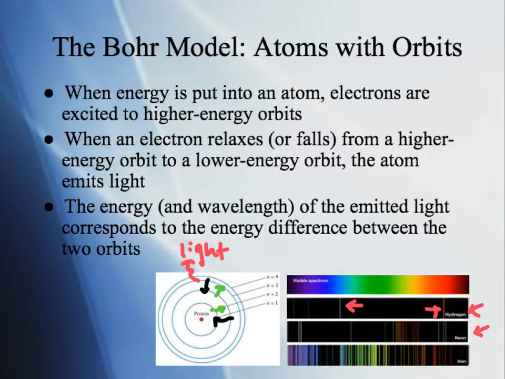So that is basically how he came up with his Bohr model of the atom, in which electrons have fixed orbits around the nucleus, at fixed distances from the nucleus, with fixed levels of energy. And when energy is put into an atom, those electrons are going to be jumping from one energy orbit to another and back down again, releasing their energy as fixed, quantized wavelengths of light. So that is the Bohr model of an atom.